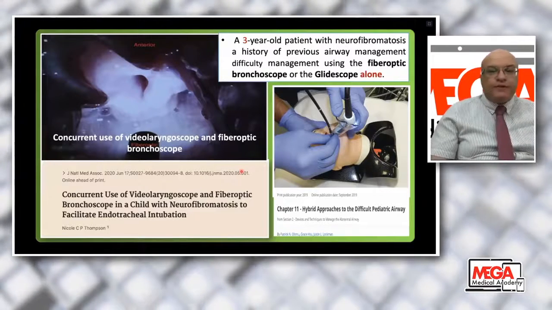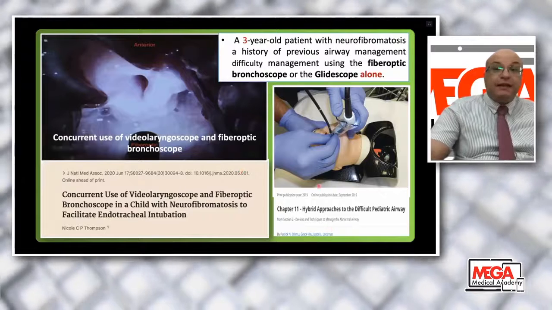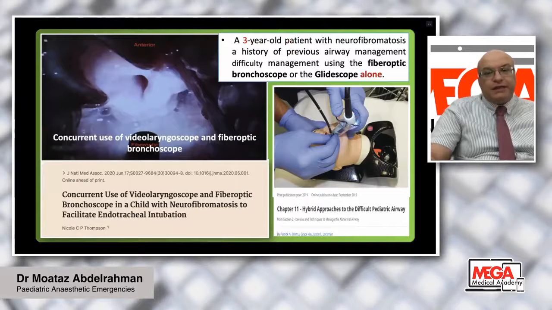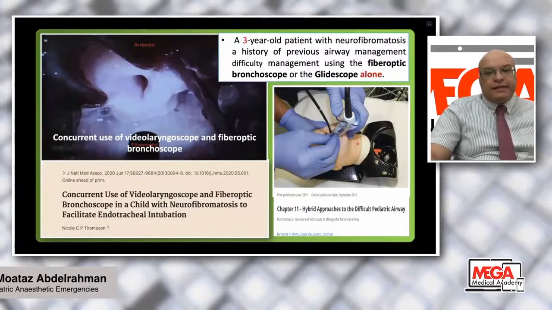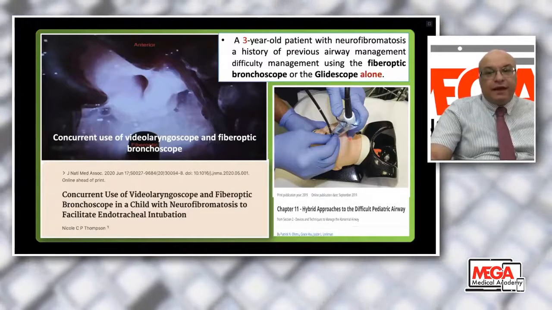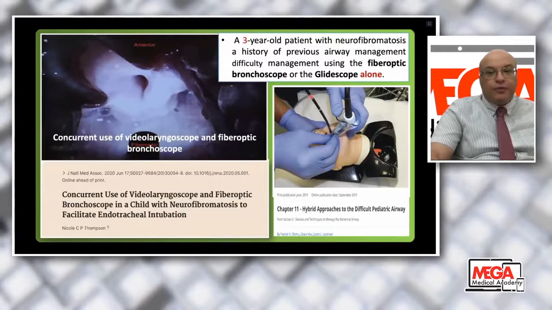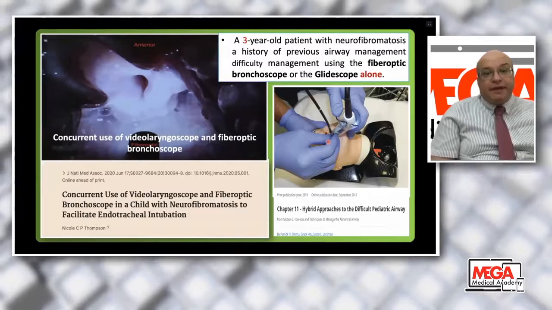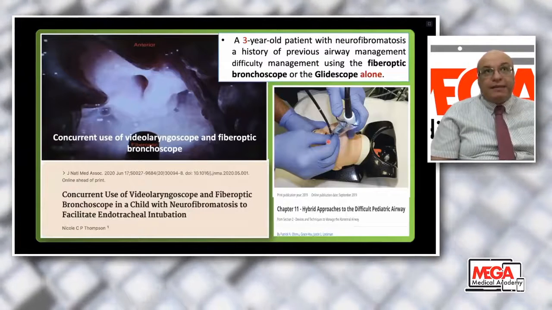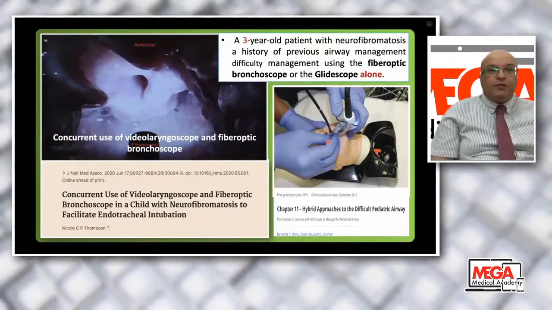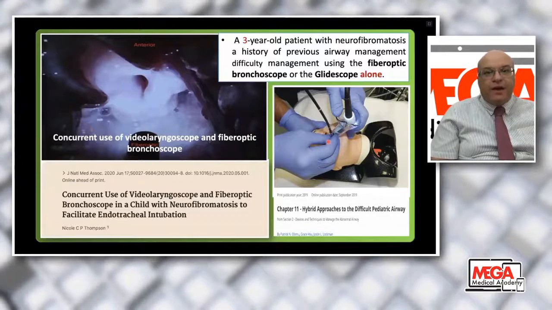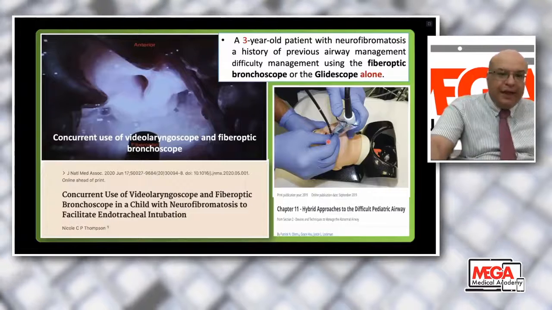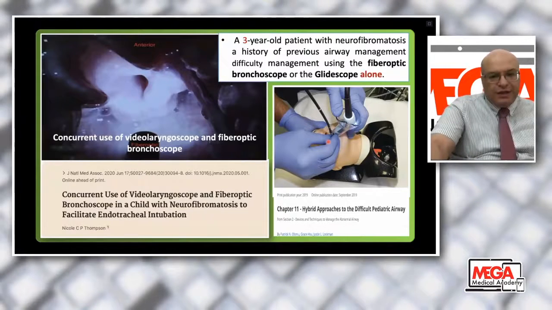Here is one of the traditional curved blade GlideScopes used in a 2 year old pediatric patient. And you can see here in the simulation mannequin, inserting the video laryngoscope, and the fiber optic bronchoscope could be inserted alongside the blade. The benefit here is that the video laryngoscope takes the soft tissue and tongue away from your passage, and you can go directly to the glottic opening, facilitating endotracheal intubation.